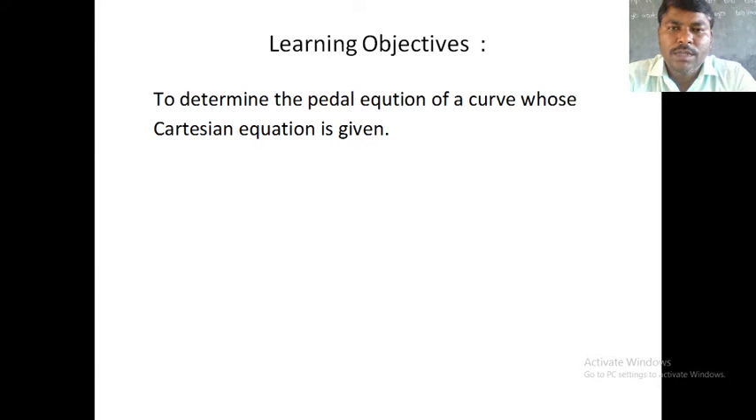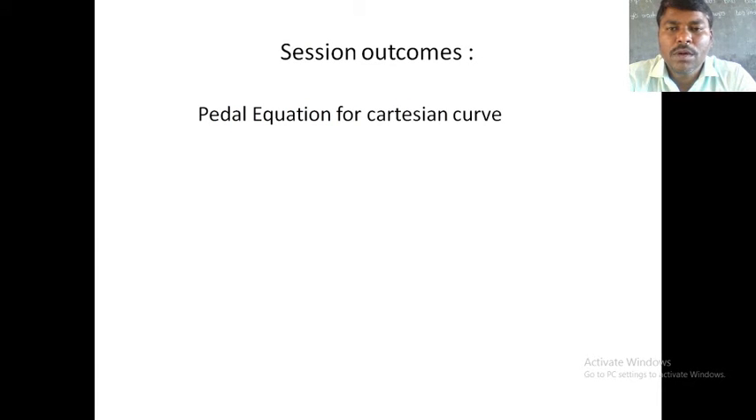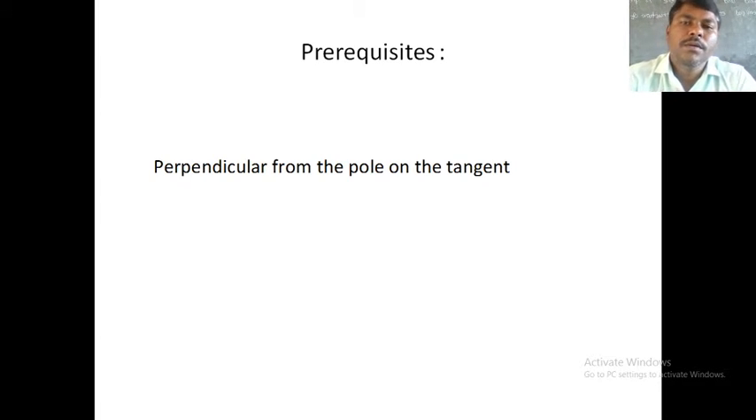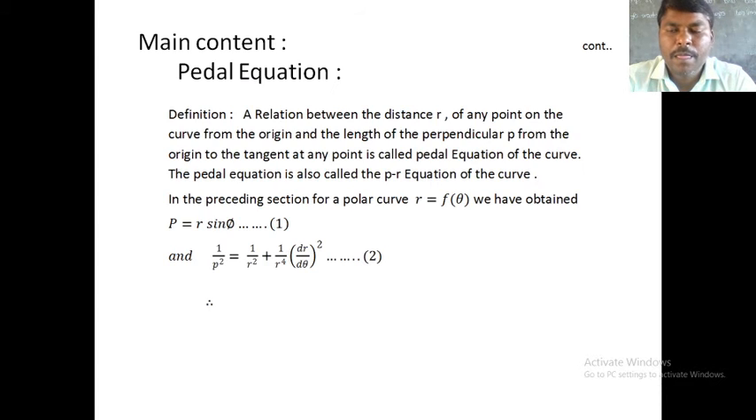Learning objectives. Here we have to determine the pedal equation of a curve whose Cartesian equation is given. The outcome of this session is the pedal equation for a Cartesian curve. Prerequisite: perpendicular from the pole on the tangent. The main content of this session is pedal equation.